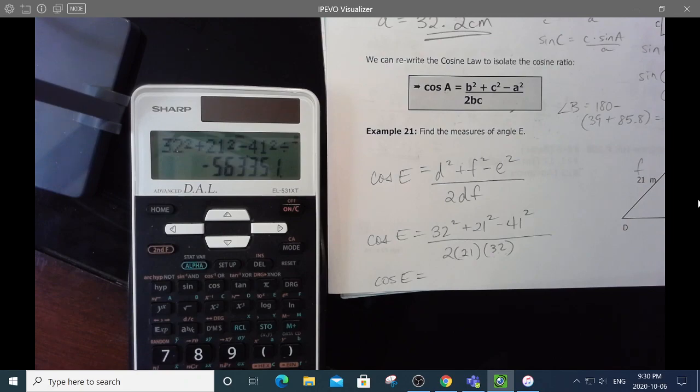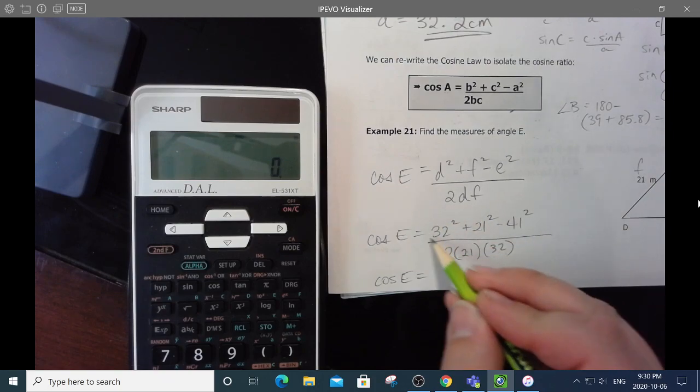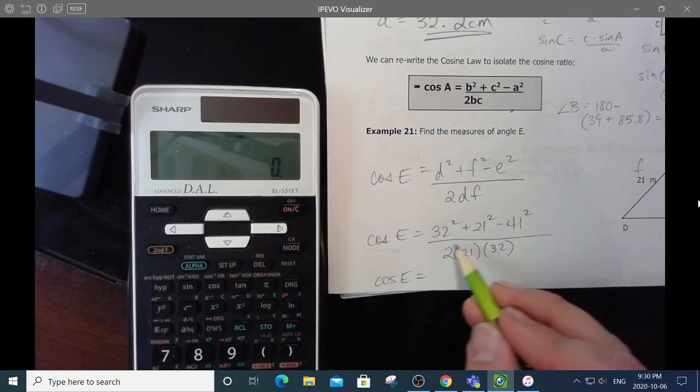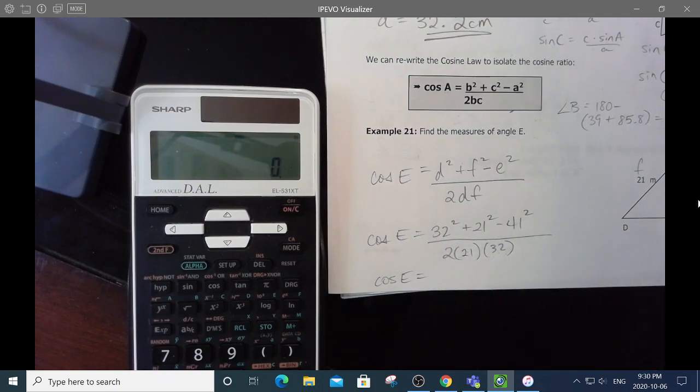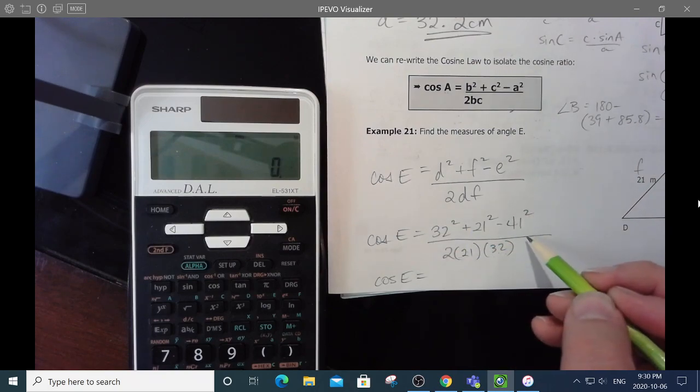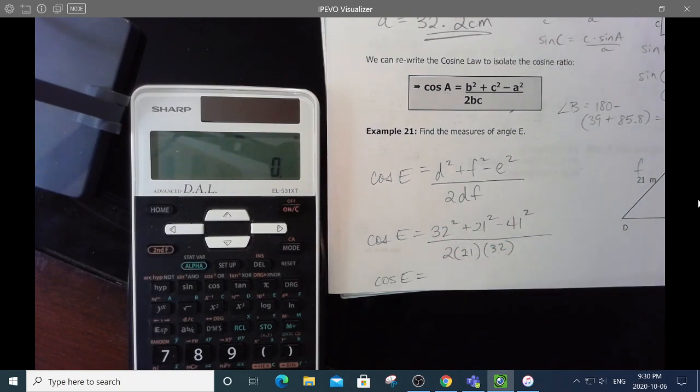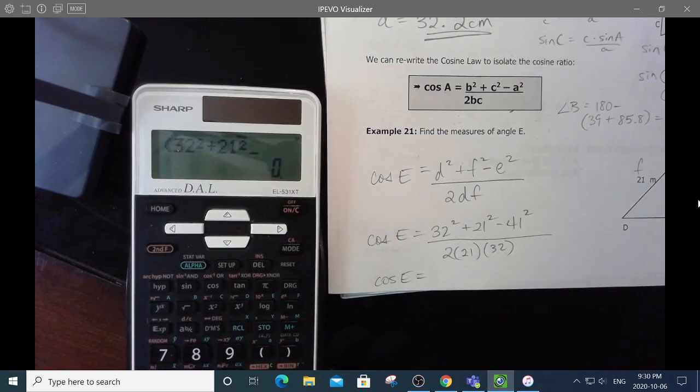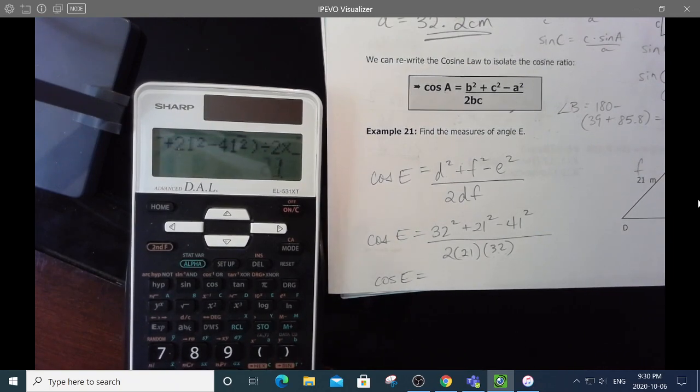What went wrong? The calculator has to be told that all of this is numerator and all of that is denominator. Sometimes people go, oh, I know I need to put a bracket around that. Watch this. I'm going to do it wrong again. That's right, you get 2 wrongs in a row here. Open a bracket, 32 squared plus 21 squared minus 41 squared, close bracket, divide by 2 times 21 times 32.